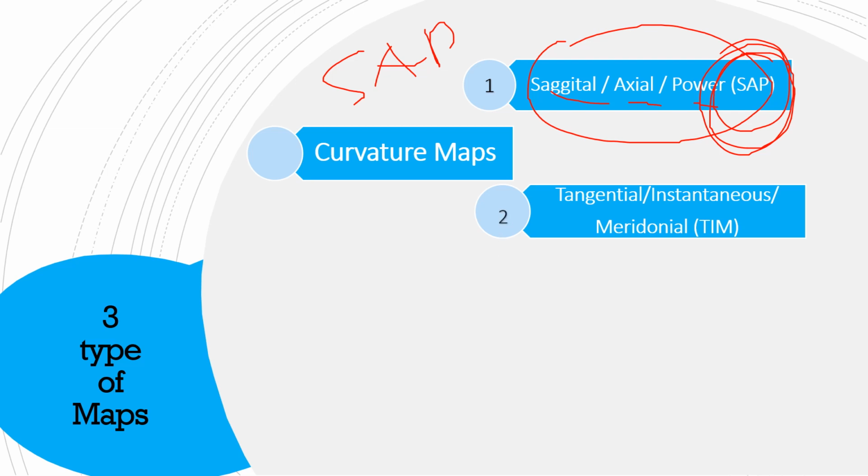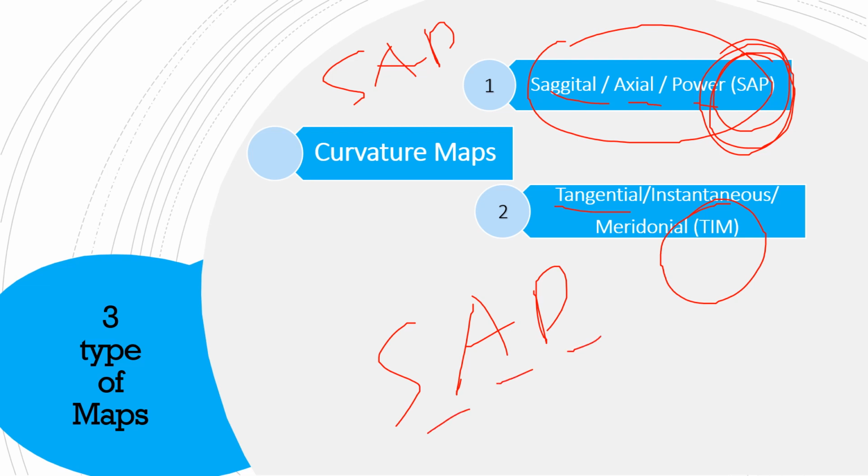The second thing is tangential, instantaneous, or meridional maps, and I have made a mnemonic TIM. Very few companies use the tangential or meridional map, so it's perhaps not as important as the SAP maps. So remember SAP, sagittal, axial, and power map, and we are going to need this mnemonic time to time.